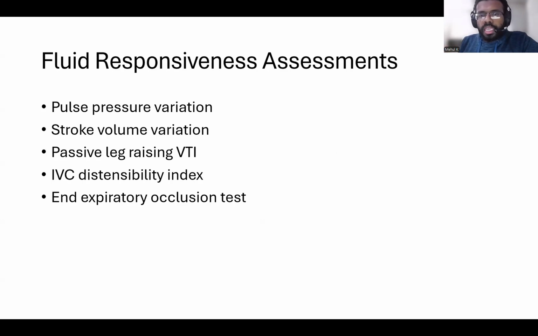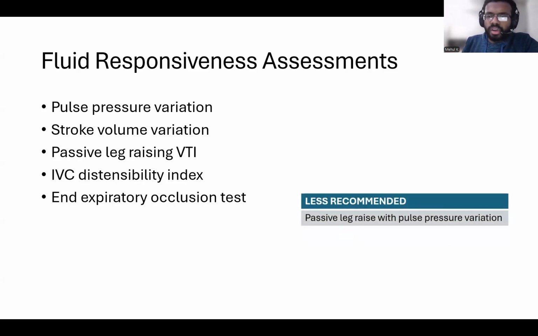So how do they actually assess fluid responsiveness? This was not fixed. Any of these things could be used: pulse pressure variation, stroke volume variation, passive leg raise, VTI, distensibility index. Not collapsibility index, it's distensibility index in your intubated patients, and end expiratory occlusion test. Any one of these they could have used. Another one, not that recommended compared to the others, was passive leg raise with pulse pressure variation.